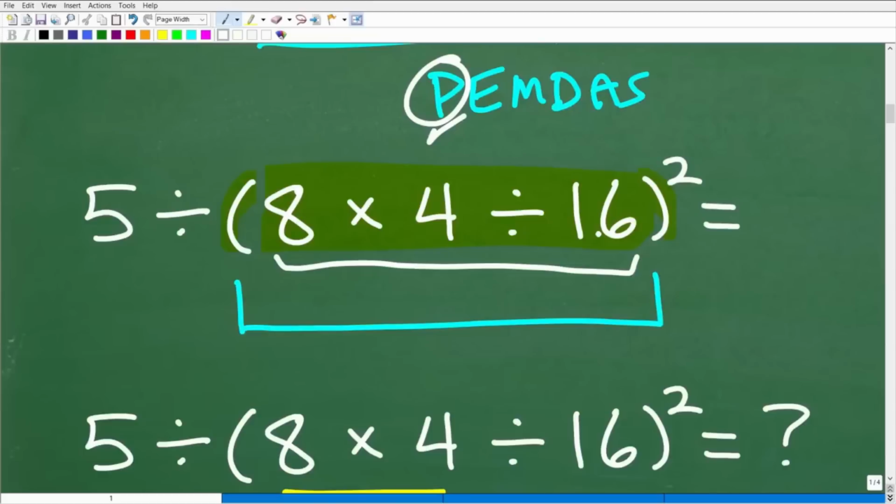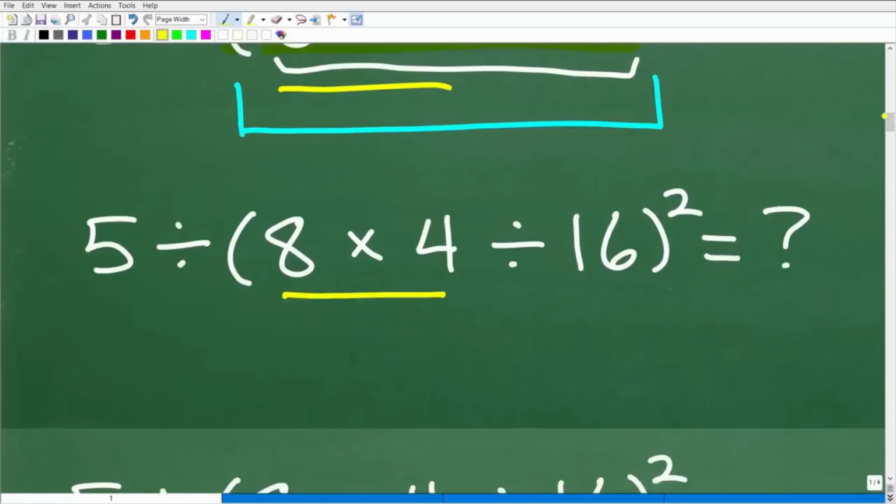So that's what we're going to be thinking about next. Are there any powers inside the parentheses? No, there isn't. Is there any multiplication and division? Yes, there is. And now we're going to be thinking, what comes first from left to right? Well, multiplication does, right? 8 times 4. So that's what we're going to be doing next. All right, so now we have this problem, 5 divided by 8 times 4 divided by 16. We haven't even done anything. We're just kind of reviewing in our mind where to start.